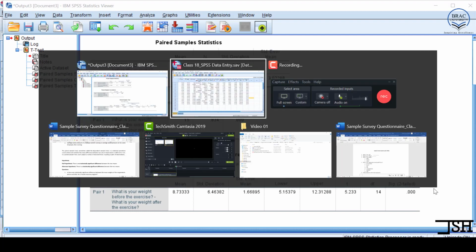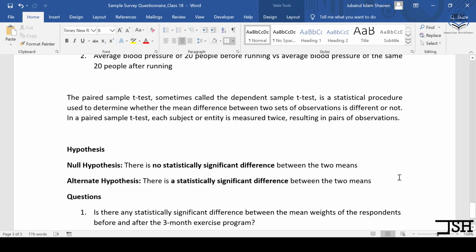Let's go back to the Word file again. Let's come back to the question. Is there any statistically significant difference between the mean weights of the respondents before and after the 3 months exercise program? What will be the answer? The answer will be yes. There is a statistically significant difference between these two weights. So we know the answer to this question.